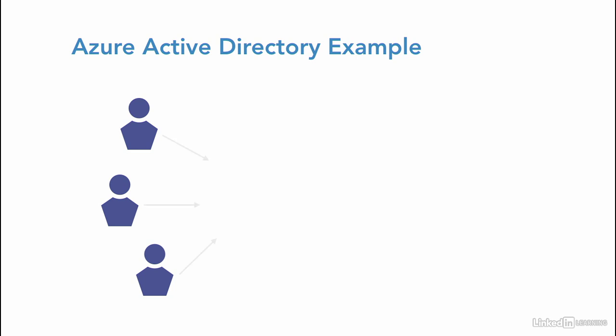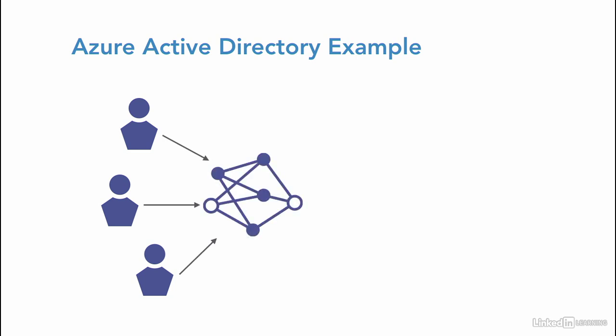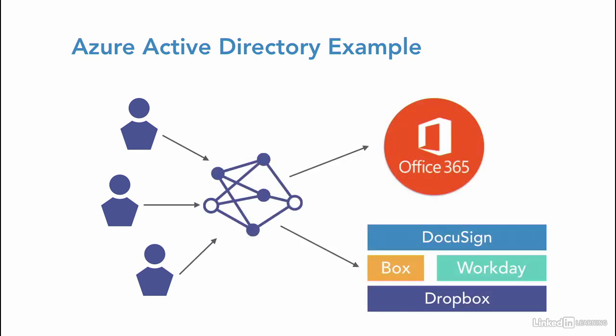Once your users authenticate to Azure Active Directory, then they can gain access to Office 365 as well as other SaaS apps. In my example here, I have Box and DocuSign and Dropbox and Workday, but there are several hundred that you can choose from.